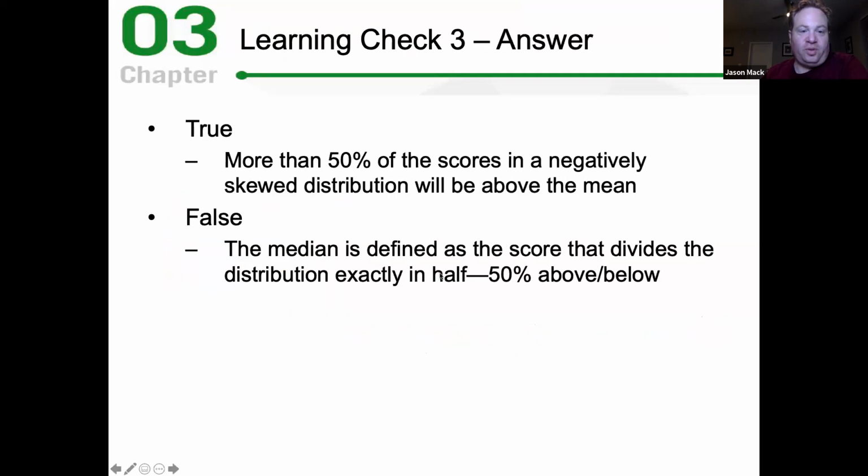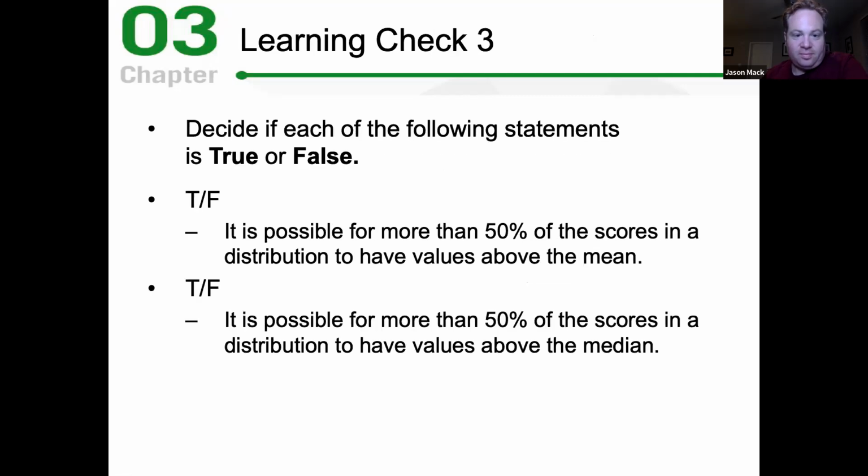It is possible for more than 50% of the scores to have values below the mean. True, more than 50% of the scores in a negatively skewed distribution will be above the mean. False, the median is defined as a score that divides the distribution exactly in half, 50% above and below. And this was, yeah, median. I think I read mean. I had to say median for that one.